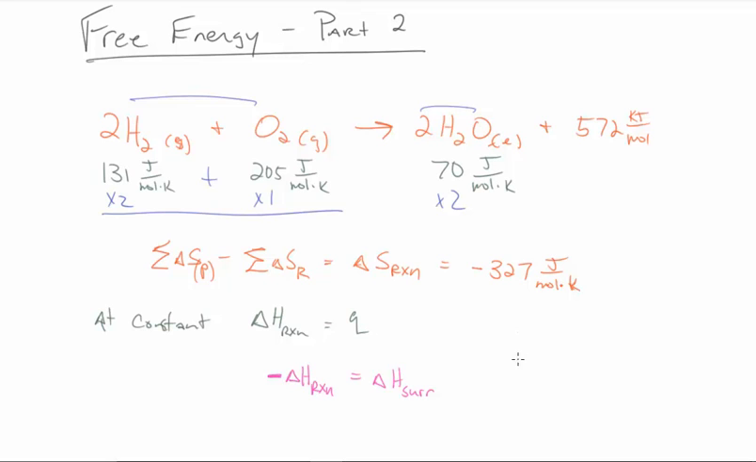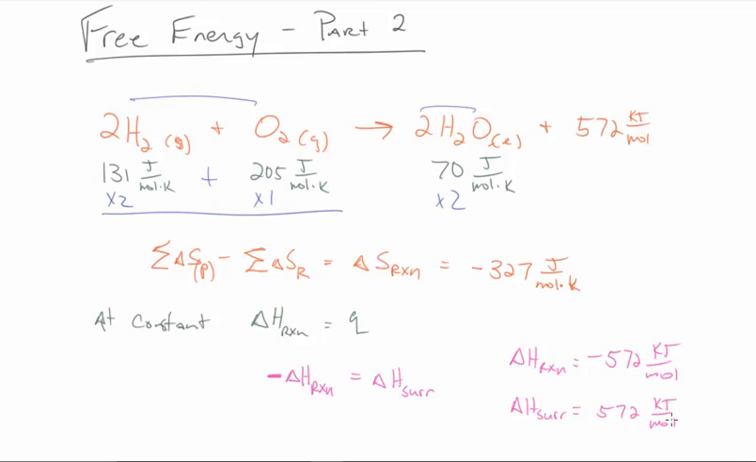In this particular case, my delta H of reaction is negative 572 kilojoules per mole. I know that because my energy is a product here, it's being released, which means my delta H for the surroundings is going to be a positive value, 572 kilojoules per mole. Based on the law of conservation of energy, those values are equal but opposite in sign, because one is gaining and the other is losing.